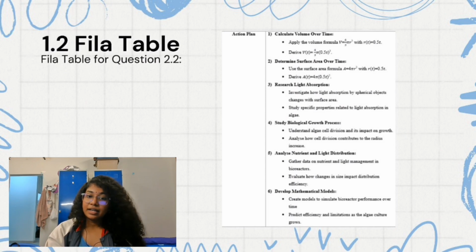Next is to analyze nutrient and light distribution. Gather data on nutrient and light management in bioreactors. Then evaluate how changes in size impact distribution and efficiency. Lastly, develop mathematical models. Create models to simulate bioreactor performance over time, then predict efficiency and limitations as the algae culture grows.